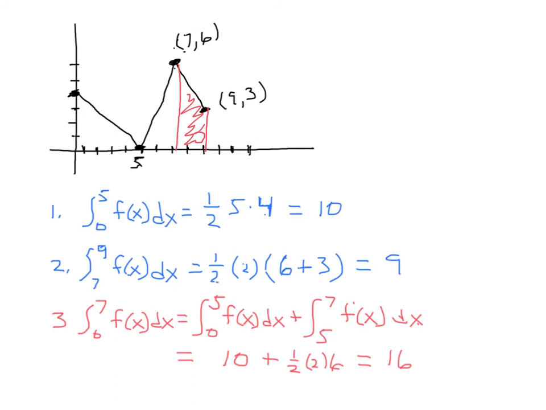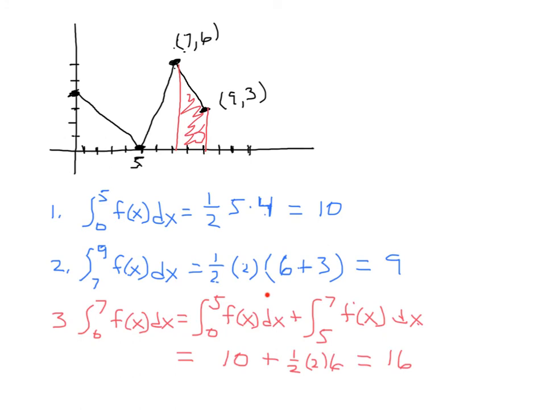What we're going to do is look here and notice that when I go from 0 to 7, I have 2 different regions: one goes from 0 to 5, the other goes from 5 to 7. So I can say the integral from 0 to 7 of f(x) dx is equal to the definite integral from 0 to 5 of f(x) dx plus the definite integral from 5 to 7 of f(x) dx. So what I have to do is just find those 2 areas.